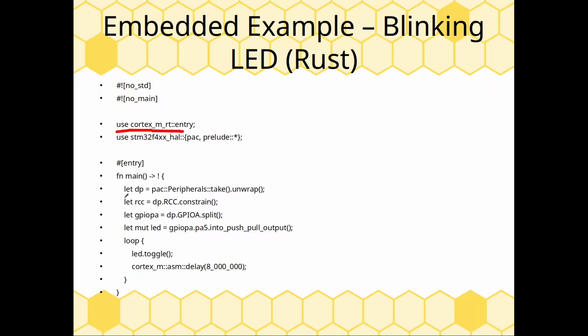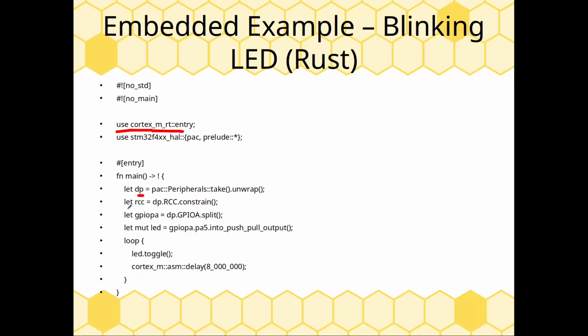And after entering the function, we are defining a variable named dp. A variable can be defined using the let keyword. Let dp equals pac::Peripherals, and inside Peripherals we are calling the functions take and unwrap. Take will give out all the peripherals that are present, and unwrap will make sure that take doesn't give out any errors. Unwrap will make sure if any panic halts happen, it will catch.